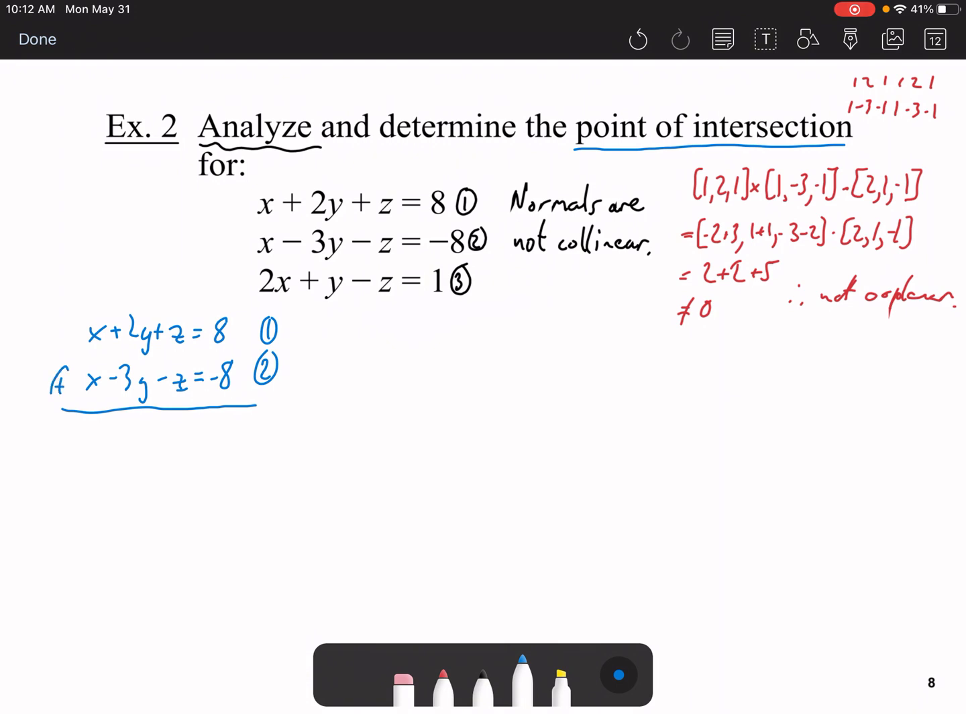Just by simply adding these two equations, I get a fourth equation that I'm going to call number 4. I'm going to do the same thing, and now I'm going to eliminate the variable z from equations 1 and 3. Again, I could just simply add these.